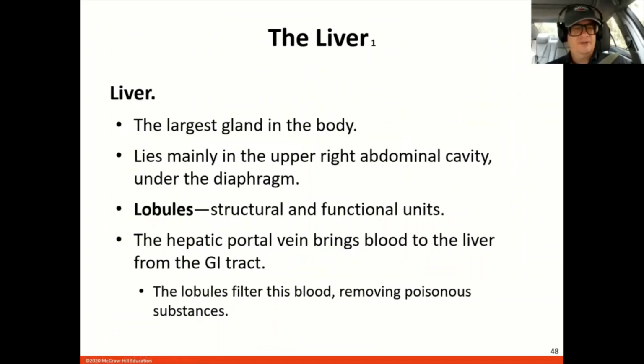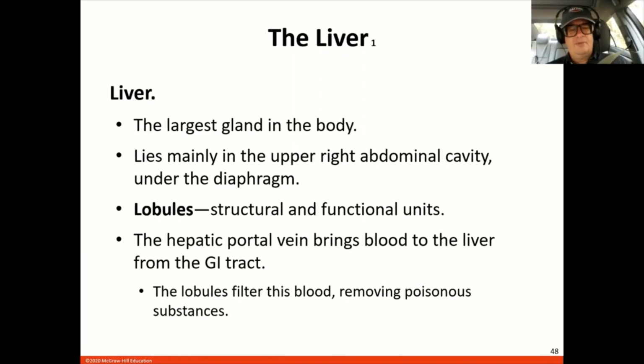Anyway, let's move on. So the liver is the largest gland in the body, and it says upper right abdominal cavity. Actually, it'd be better to say it's the whole upper abdominal cavity, but it's thicker and bigger on the right. The liver is divided into lobes, and the lobes are divided into lobules. Each little lobule has a vein and an artery, and probably has bile producing things too.